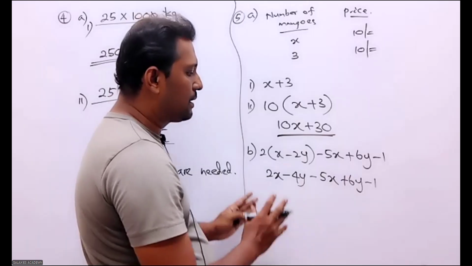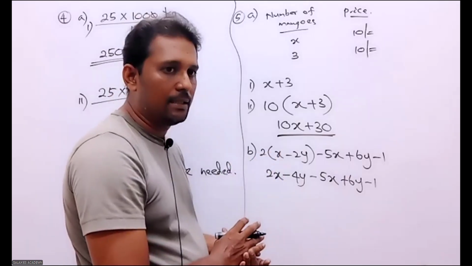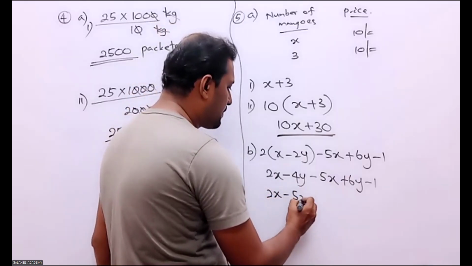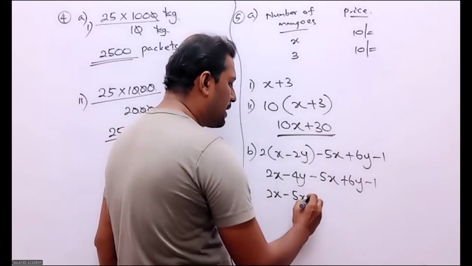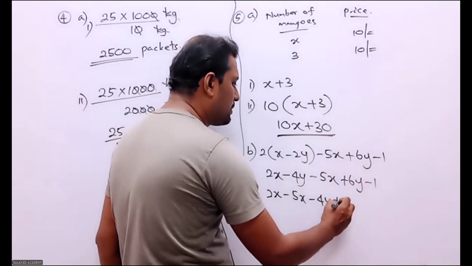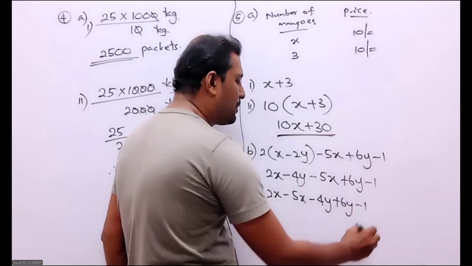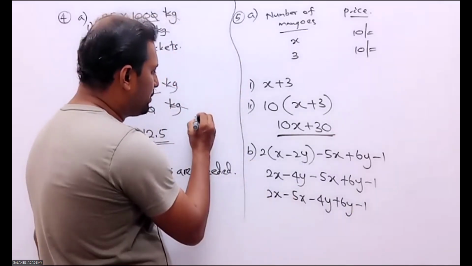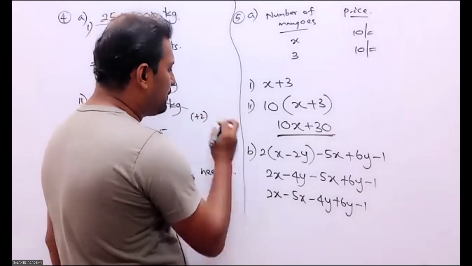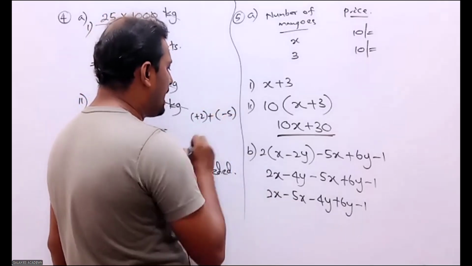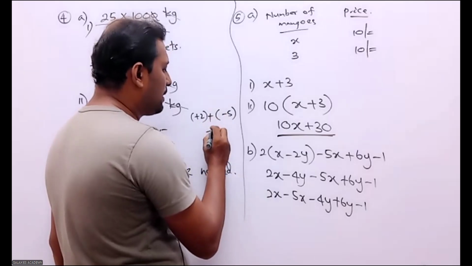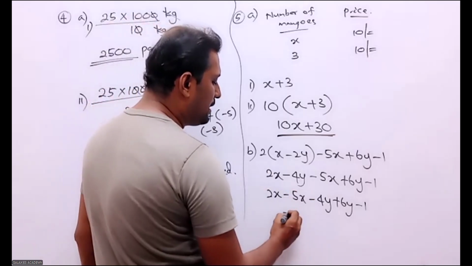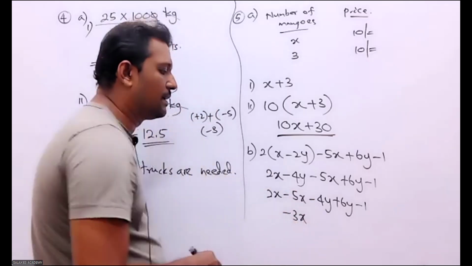Then if you want the like terms, you can write them nearby. What are the like terms? These two. And also these two, another type of like terms. And this one, another type of like terms. I can simplify these two. This one has coefficient positive 2. This one has coefficient negative 5. Always add. So what is the answer? Revise the directed numbers knowledge. Negative 3. So when you simplify these two, you get negative 3x.